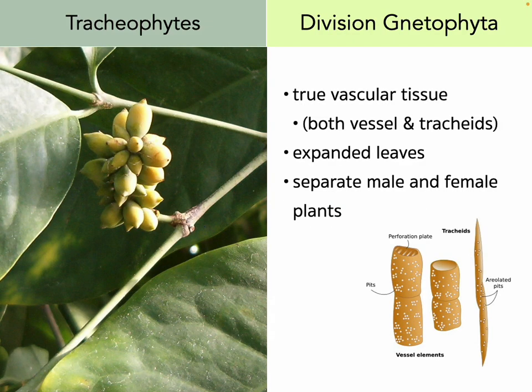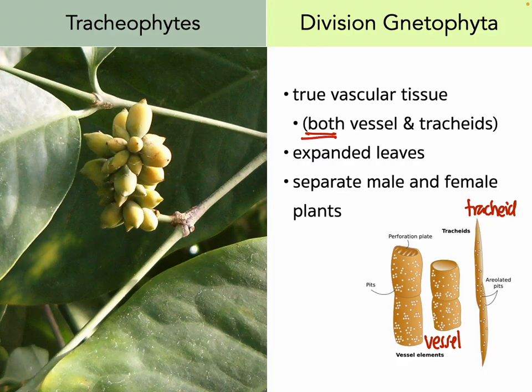So let's look at the first group here. The first group is called Gnetophyta. This group is a little bit weird because they have both vessel and trachea. So this is the vessel, the big one, and the trachea is a small one. So this one has both.